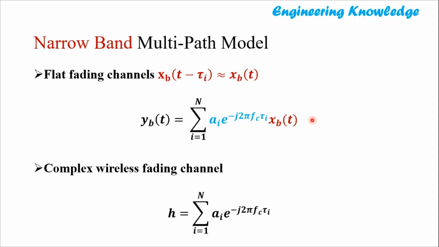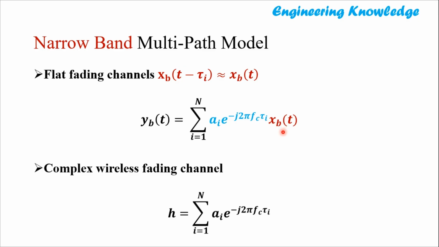multiplied by e raised to the power j 2 pi fc t. Now, in research work we always conduct an approximation where we assume that the channel is narrowband. Narrowband signal means that the symbol bandwidth is smaller than the channel bandwidth. So the channel bandwidth is more than the symbol bandwidth. That situation is termed a flat fading channel. If the symbol bandwidth is small, we can assume that the delay is very small and can be neglected, and we can have x_b of (t minus tau_i) as x_b of t. And therefore, the received signal can now be written as the summation from i equal to 1 to n of a_i e raised to the power minus j 2 pi fc tau_i, times x_b of t.